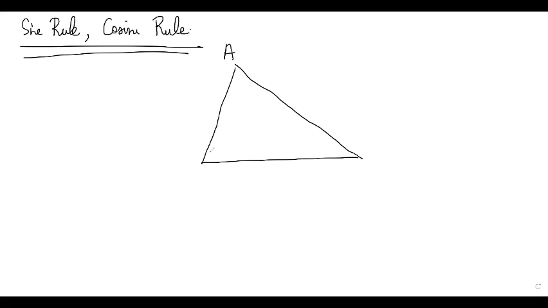So for example, if this is a triangle, let's label this A, B, C. So some properties of triangle theorems we'll see.